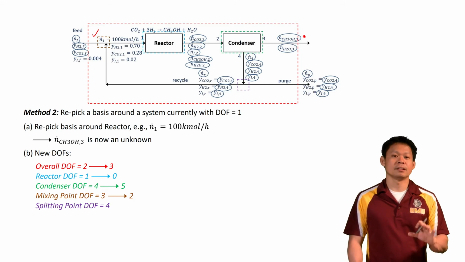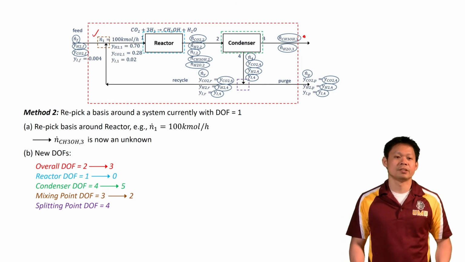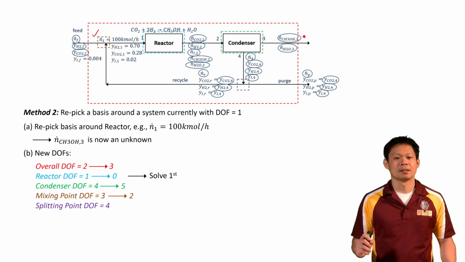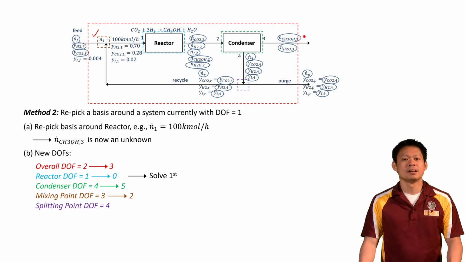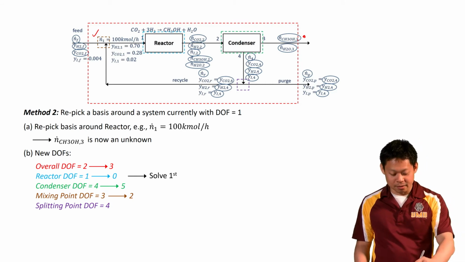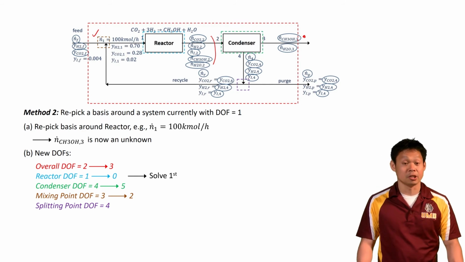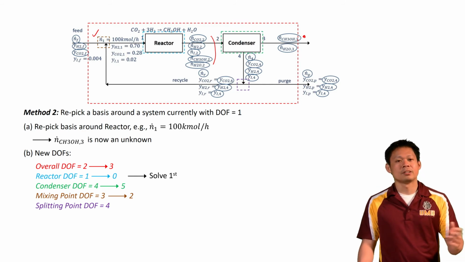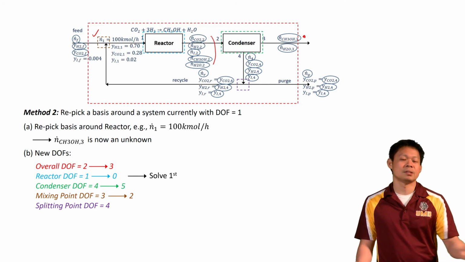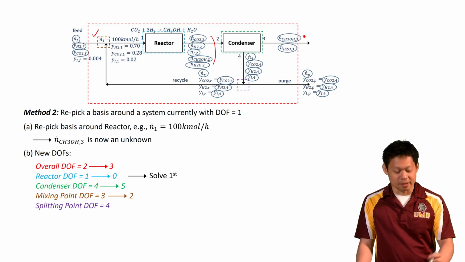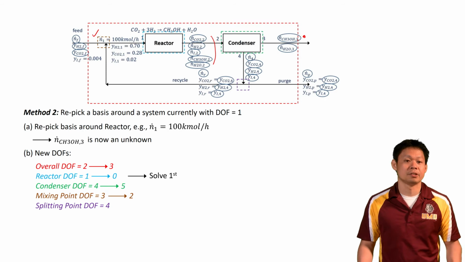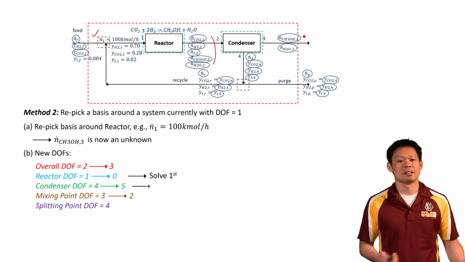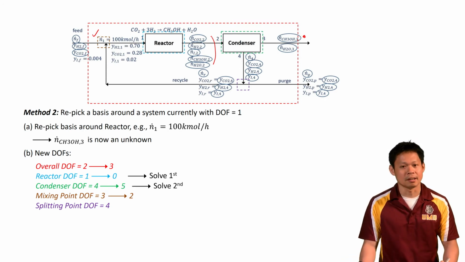So now you have a nice system with a degree of freedom of 0. So we're going to start there. That will be the first one we solve. Once we do that, we're going to solve for these 5 unknowns down here. Those are the 5 unknowns around the reactor system. So what is the adjacent system? Well, the adjacent system in this case will be the condenser. With those 5 unknowns solved, the condenser's degree of freedom drops from 5 to 0. So we're going to solve the condenser after that.